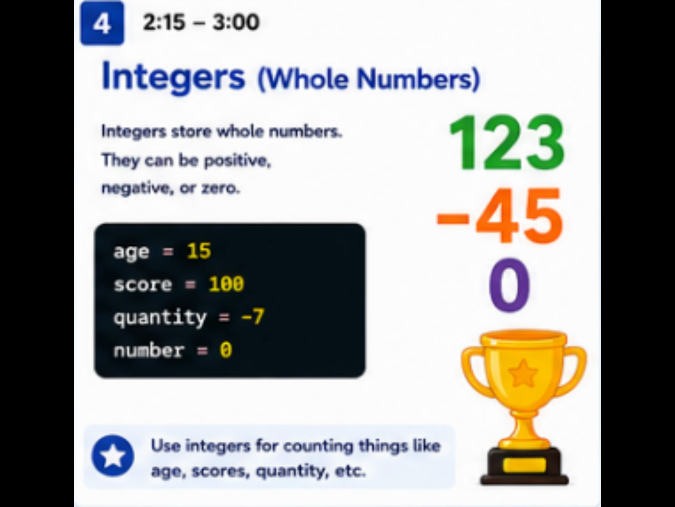Integers are whole numbers. Examples include 5, 10, 100, and even negative numbers like -20. Integers are commonly used for counting items, keeping score in games, recording ages, and tracking quantities. Whenever you need a number without a decimal point, an integer is often the best choice. They are simple, efficient, and widely used throughout software applications.